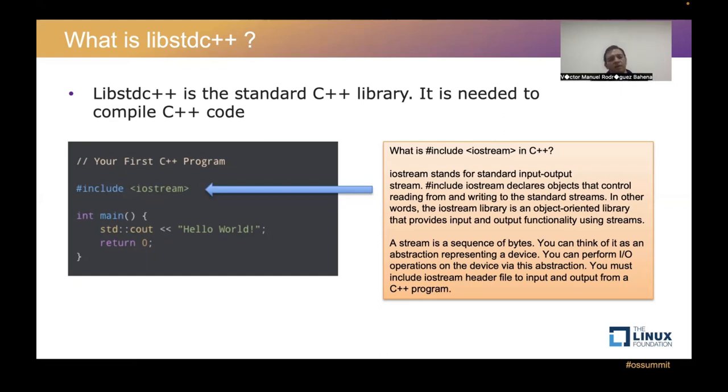#include <iostream>, int main, std::cout, hello world, and return zero. But what does include iostream actually do in C++? Iostream stands for standard input output stream. The iostream declares objects that control reading from and writing to the standard streams. In other words, the iostream library is the object-oriented library that provides input and output functionality using streams. A stream is a sequence of bytes. You can think of it as an abstract representation of a device, like the terminal or the keyboard and so on. You can perform I/O operations on the device through this abstraction.